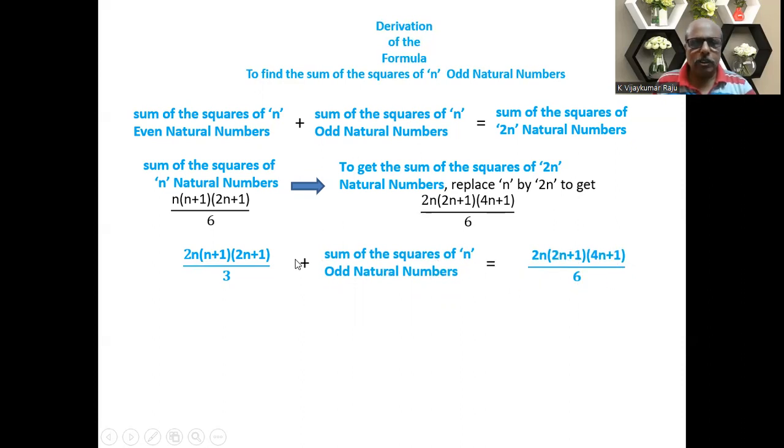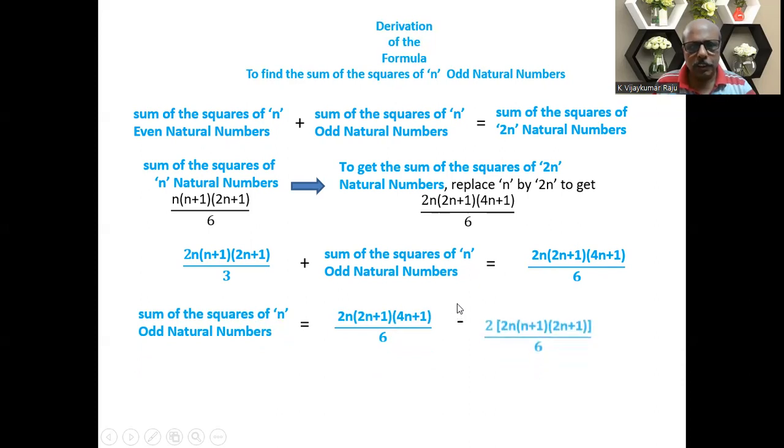Now let us take this term from this side to the right side. So what will happen? The sum of the squares of n odd natural numbers is equal to this term minus this term. Now you see, the base is the same, 2n by 6, 2n by 6. So let me take out 2n by 6 common.